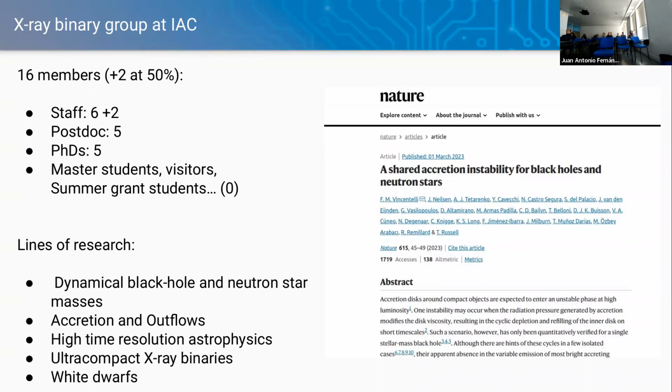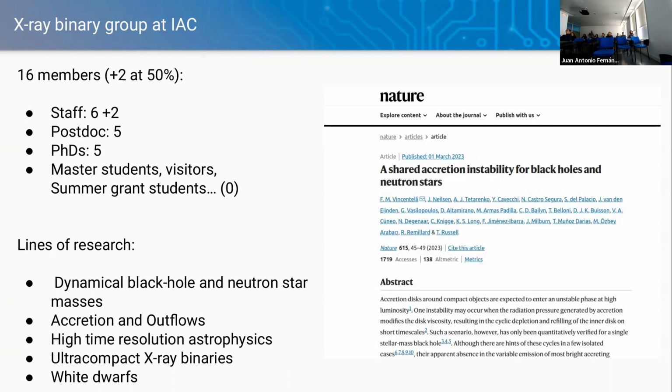Okay, so just to give you a review about the group I work at. I'm part of the compact object group, which nowadays is quite big. We are 16 people fully dedicated to this type of studies, and there are another 2 staff members who have a 50% dedication to these topics. The members of the group are quite evenly split: 6 staff, 5 postdocs, another 5 PhDs, and usually we have some master students and visitors around, but right now we don't have any.